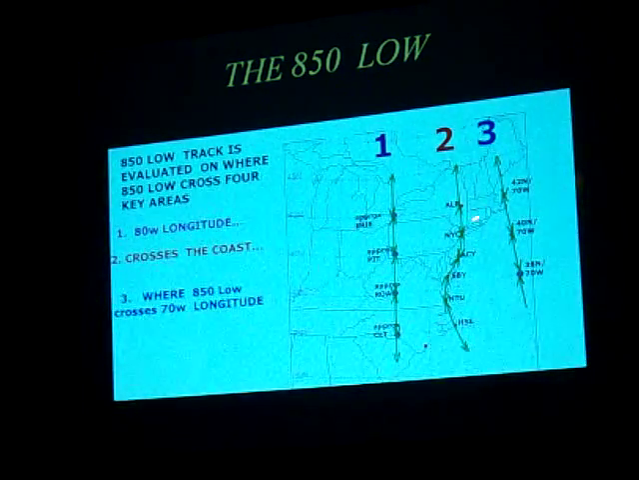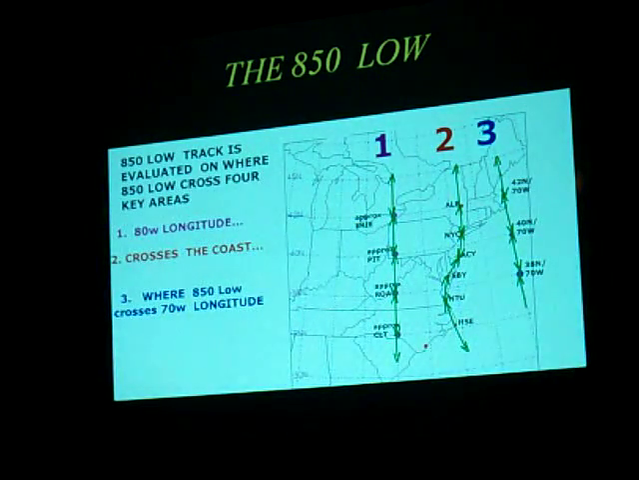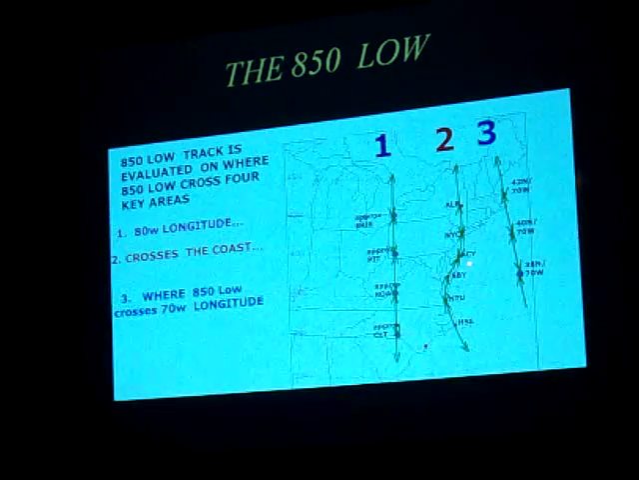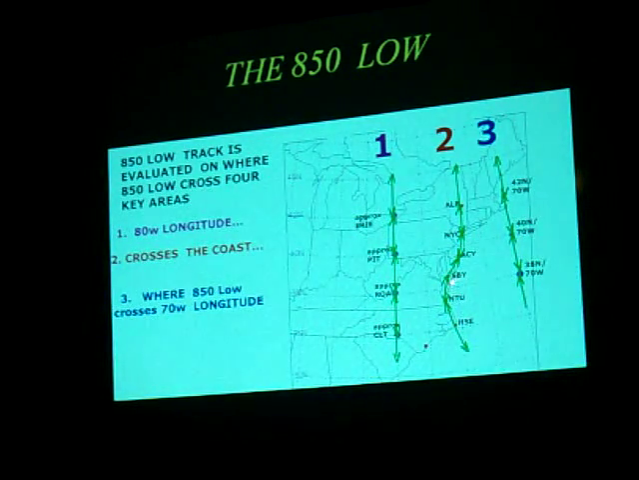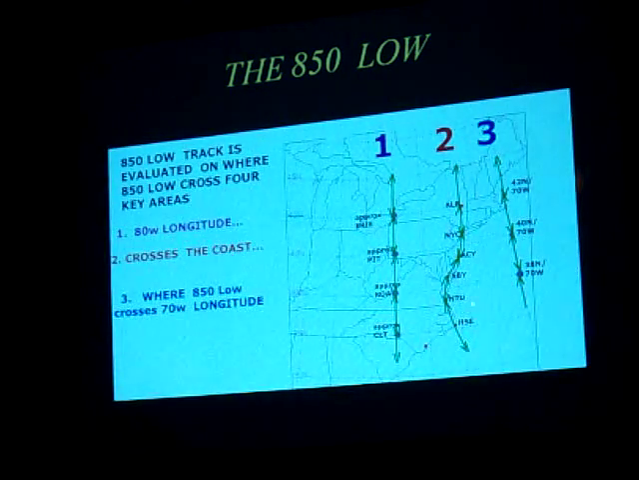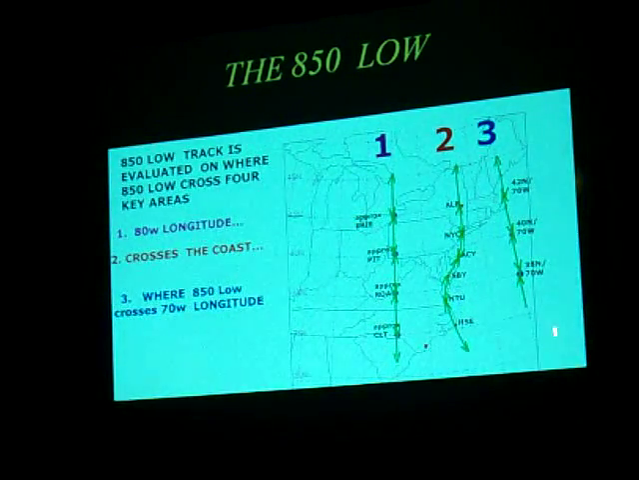And then point number 2, which is essentially 75 longitude. North of Albany, between Albany and New York City, Atlantic City, Salisbury, Virginia Beach, and then Virginia Beach, Hatteras, and south of Hatteras. And then finally, where it clears the 70-degree longitude line.